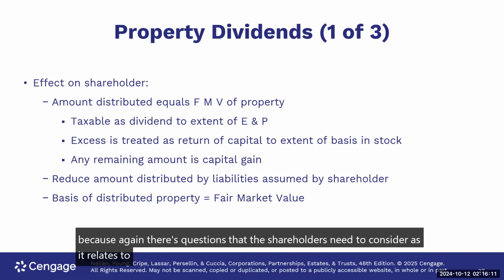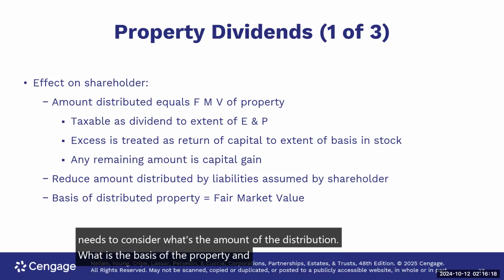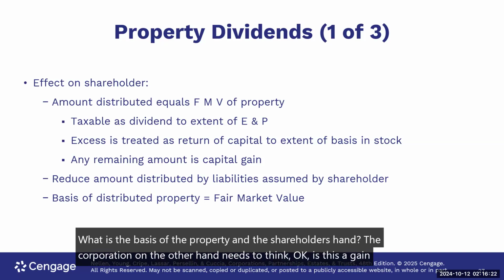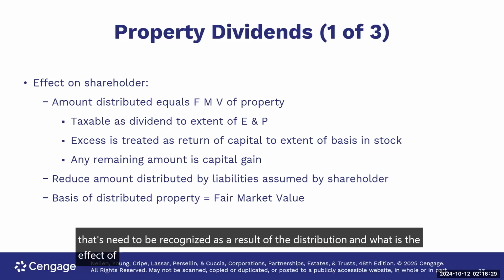taxes. So the shareholder needs to consider, what's the amount of the distribution? What is the basis of the property in the shareholder's hands? The corporation, on the other hand, needs to think, okay, is there a gain or loss that needs to be recognized as a result of the distribution? And what is the effect of the distribution on earnings and profits?